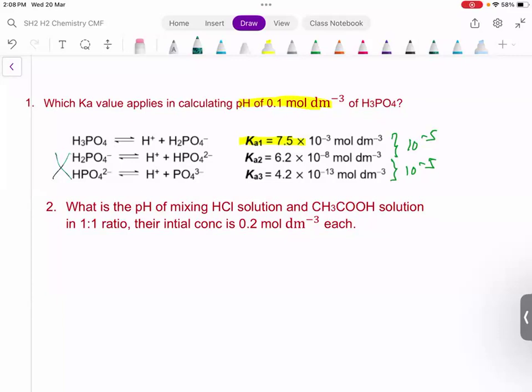Good question. What do you think? Because you just have to know. So if Ka2 and Ka3 will never have their turn, then why bother to know them?